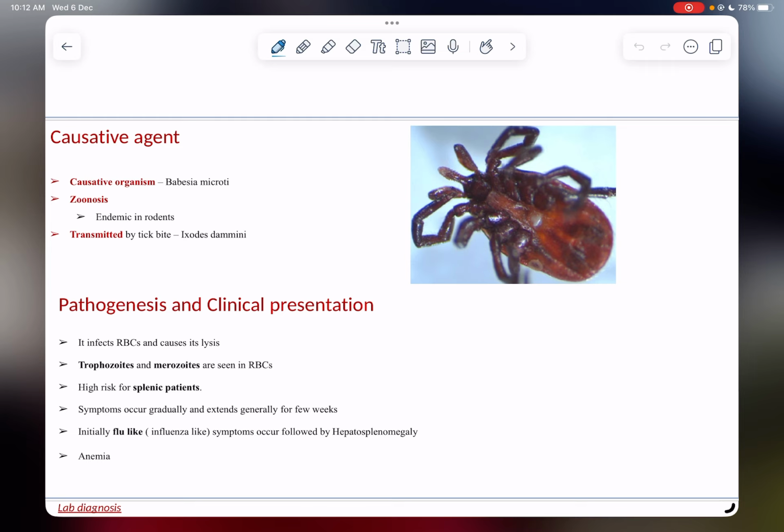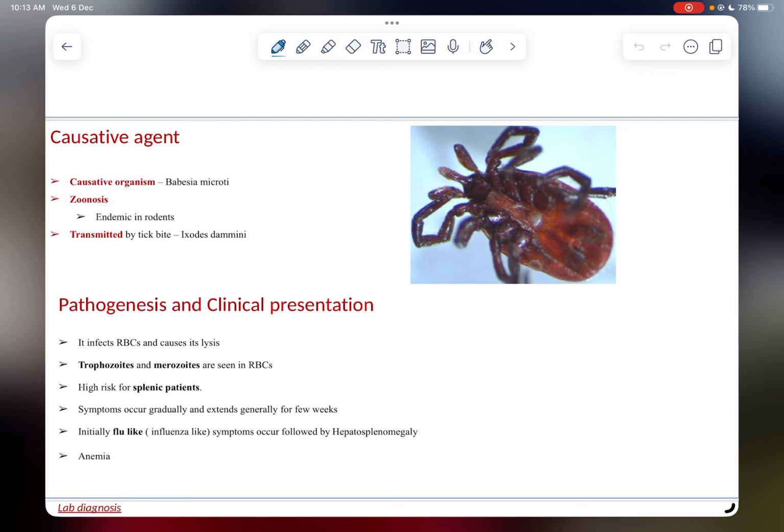Babesiosis is actually a disease which is not very widespread in the world. It is mostly present in some parts of the United States and some parts of Europe. We have to study it because we have to study everything which is related to the United States. Sometimes maybe you people have to go for your higher studies to the United States, so you might come across this condition. I don't think you have had any case reported in Saudi Arabia.